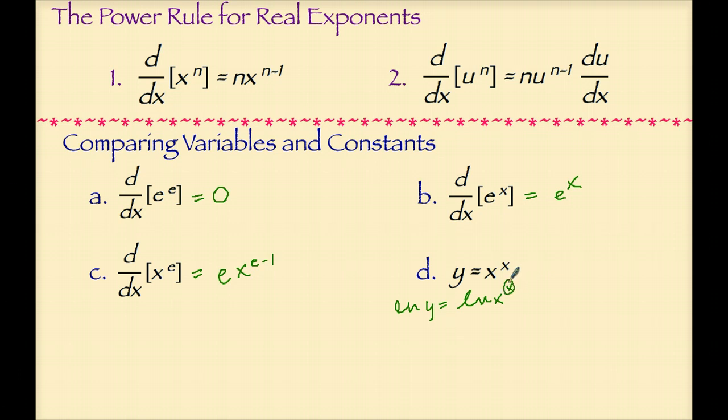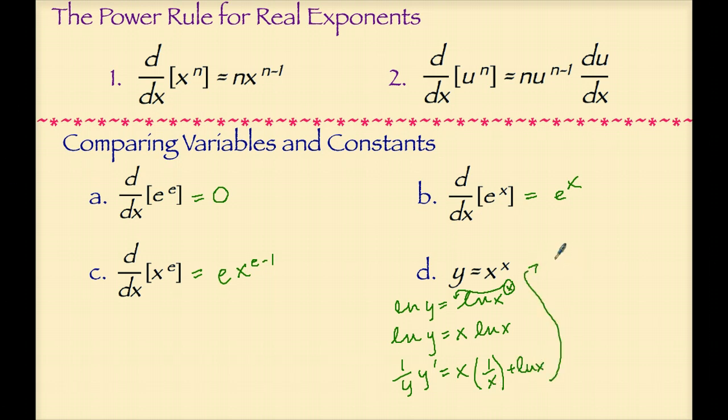Then I can use the property which allows me to bring this exponent around to become a coefficient. Natural log of y is equal to x times the natural log of x. Now, taking the derivative, I have 1 over y times y prime is equal to the derivative of this side, which is going to require the product rule. X times the derivative of natural log of x, which is 1 over x, plus natural log of x times the derivative of x, which is 1.